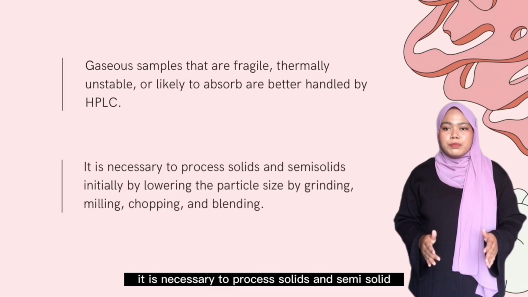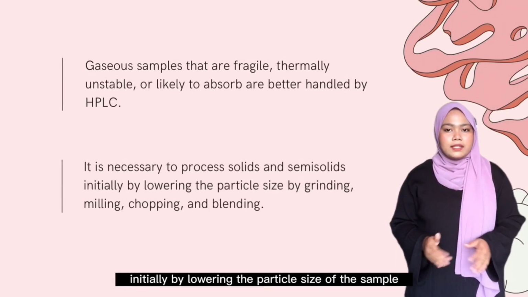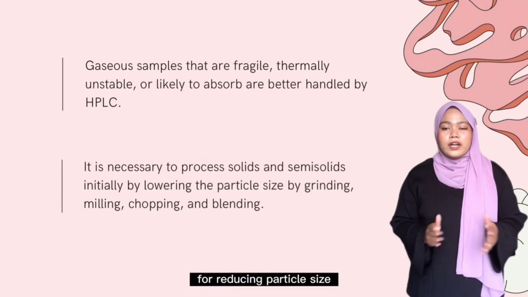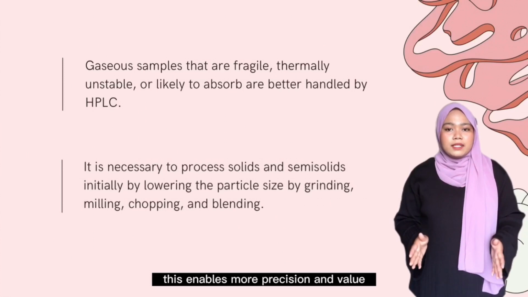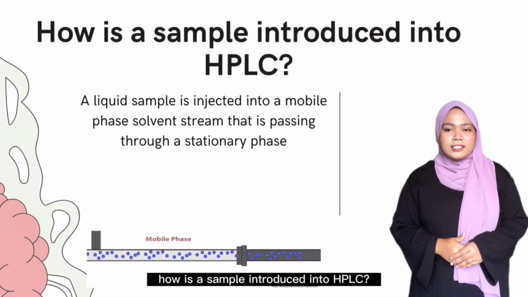It is necessary to process solids and semi-solids initially by lowering the particle size of the sample. Grinding, milling, chopping, and blending are the techniques used for reducing particle size. This enables more precision and value. How is the sample introduced into HPLC?